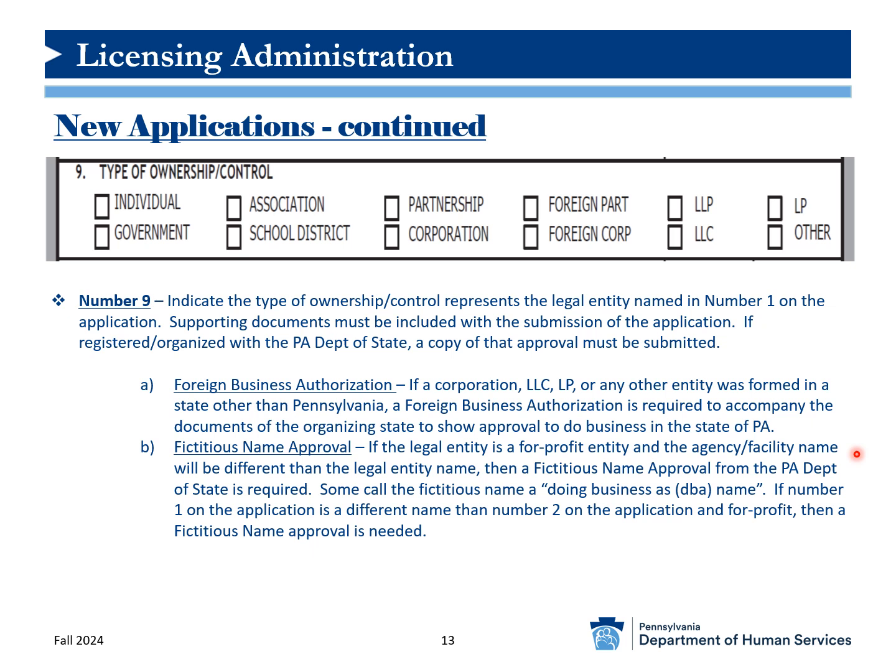So if the information in number 2, the legal entity name, does not match exactly the name in number 1 for the facility or agency, and you are for profit, you will need to receive a fictitious name approval from the Pennsylvania Department of State prior to submitting your application here for a certificate of compliance.